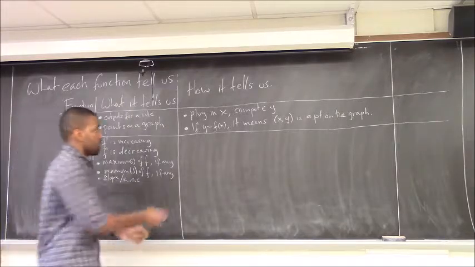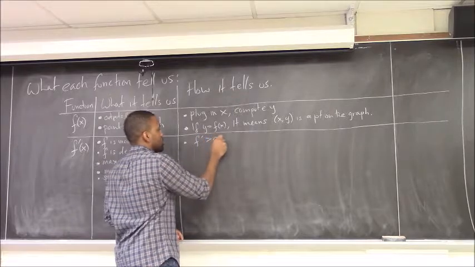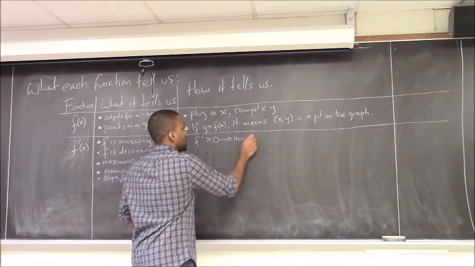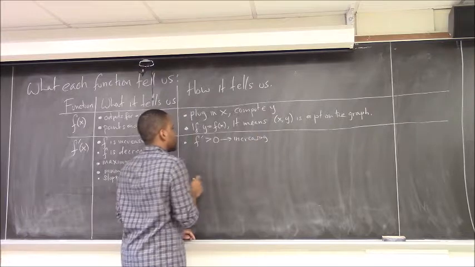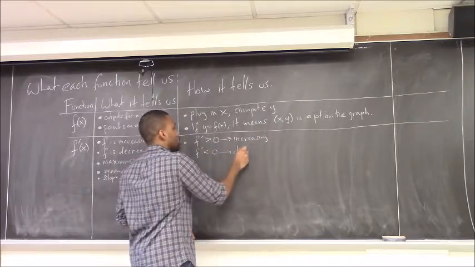How does the derivative tell us about this? Well, one, we know that if f prime is greater than 0, that means our function is increasing. If f prime is less than 0, that means our function is decreasing.